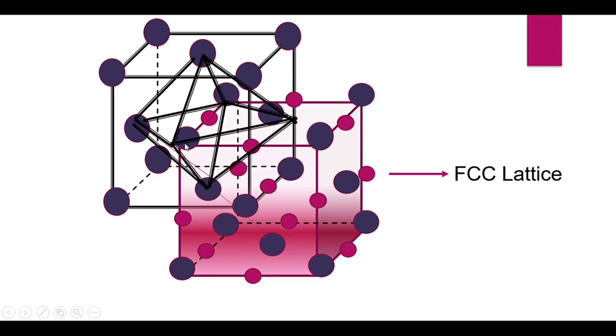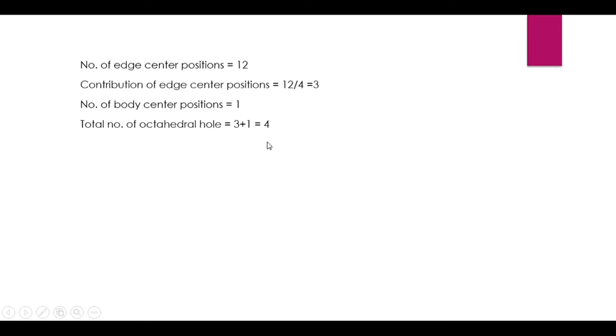void space. So the number of edge centered positions is 12, and each edge centered position is shared by 4 lattice cells. So the total contribution of the edge centered positions is 12 by 4, which is 3. Okay, so the total number of octahedral void positions is from the body centered position, that is 1, plus the edge centered positions 3, that is 3 plus 1 is equal to 4.